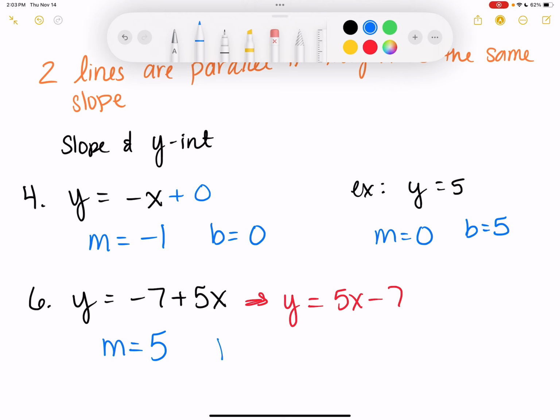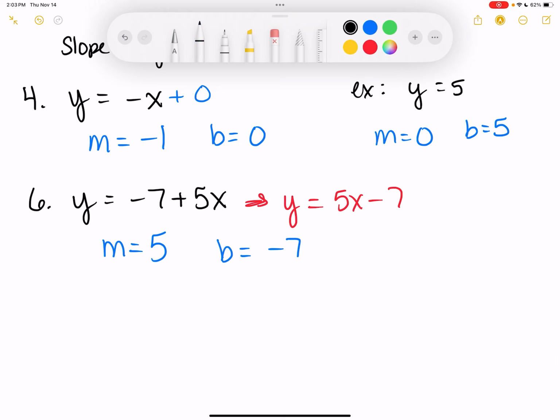What is the y-intercept of this one? -7. Eight. Y equals -1/4 x plus 8. What's my slope? -1/4. What's the y-intercept? 8.